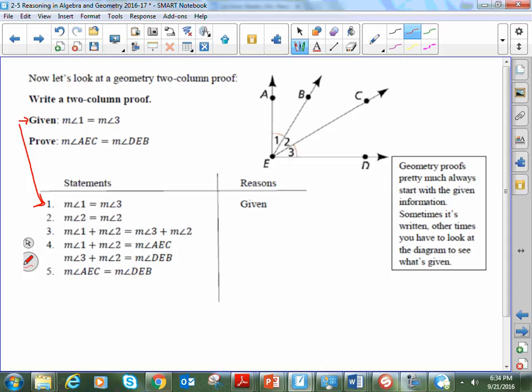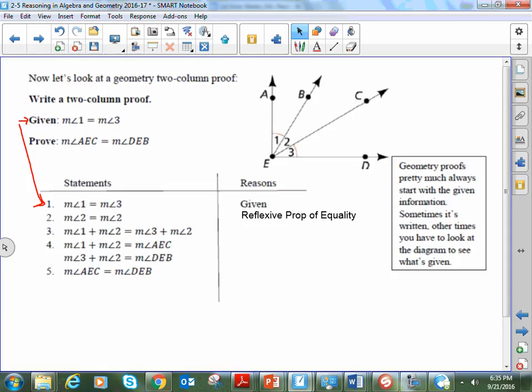So going on to the next statement. The next statement that we have is that the measure of angle 2 has to be equal to the measure of angle 2. Now, if you refer back in your notes to the table that has a lot of the general reasons for why we're saying things, if I say something is equal to itself, the reason I say that is because of the reflexive property of equality, which kind of makes sense.